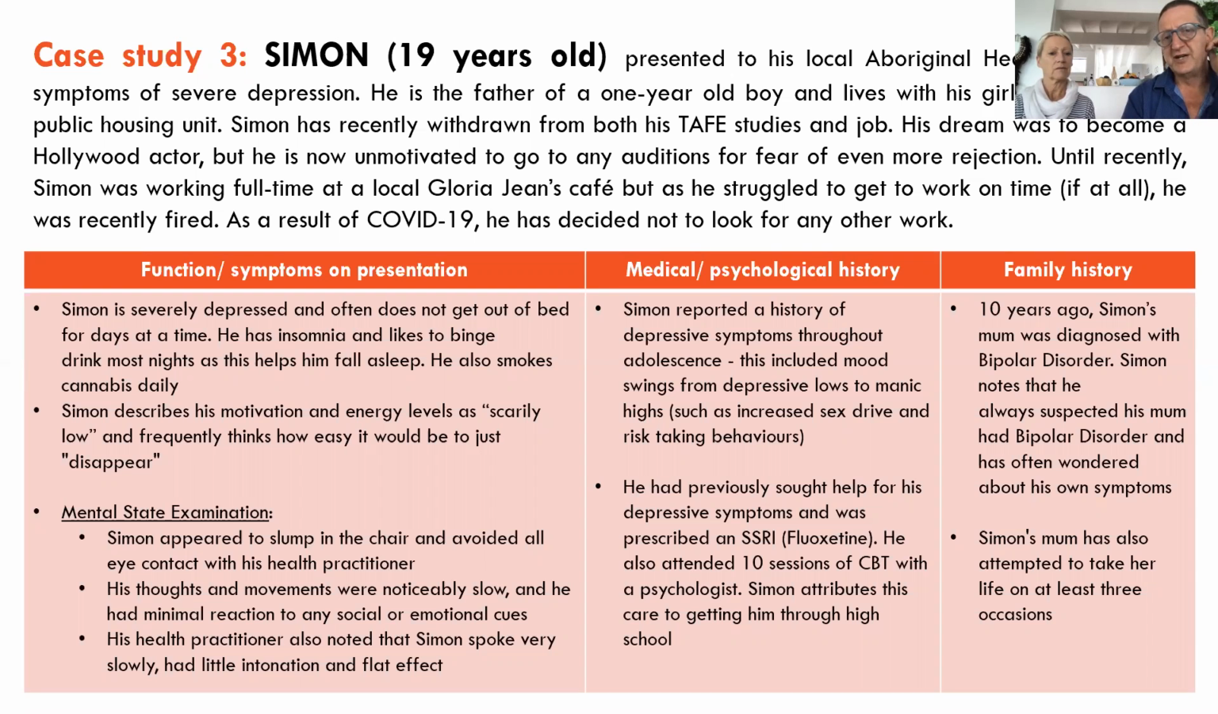And of course, there are cultural aspects to take into account when assessing his particular mental state, and whether there may be misunderstandings about his mental state as a consequence of cultural differences. However, important to say, during the interview, he slumped in his chair, he avoids all eye contact with the health practitioner. His thoughts and movements are noticeably slow, and he seems to have minimal reaction to any social or emotional cues. He speaks very slowly, has little intonation, and quite a flat and at times non-responsive type of affect.